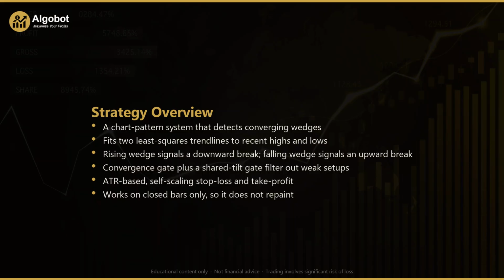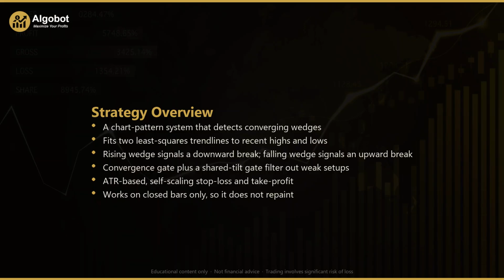A rising wedge, where both lines slope up and converge, is read as a setup for a downward break. A falling wedge, where both lines slope down and converge, is read as a setup for an upward break. The strategy runs on whatever time frame you attach it to, and it's often studied on liquid markets like the major currency pairs or gold on the 30-minute or 1-hour charts. It's designed for traders who prefer patient, structure-based setups rather than constant activity, because it only acts when a genuine wedge has formed and price actually escapes it.